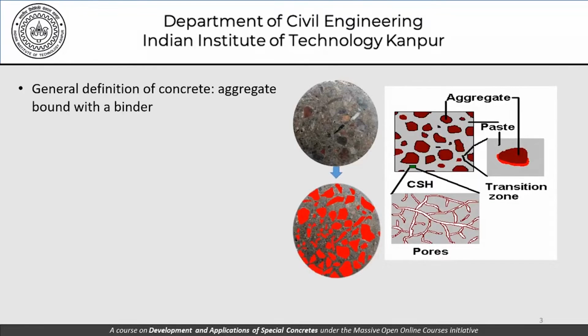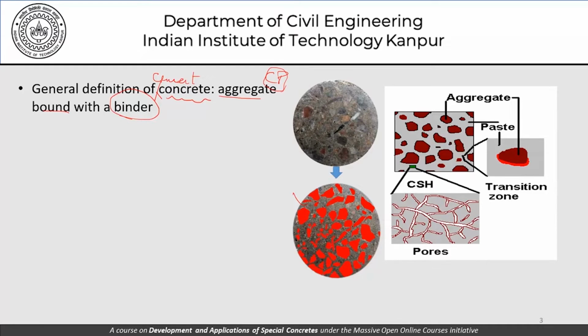Let's look at this picture once again from this point of view. What we have seen so far is that the aggregate is bound with a binder, and this binder in the normal concrete that we've talked about, cement concrete I should be more specific, at least for today, has been cement paste. Now we have these aggregates suspended in paste, which is cement and water, hydration products made out of cement and water.